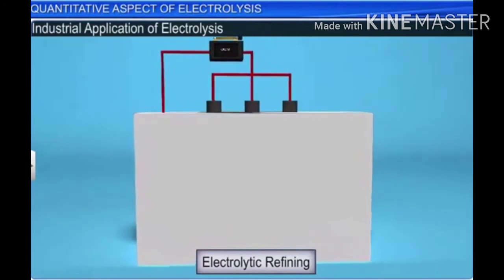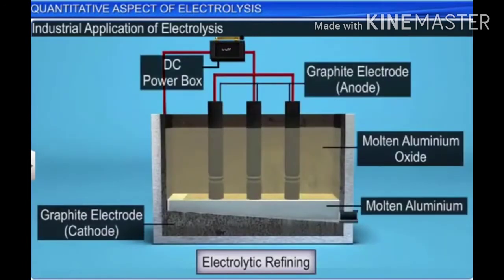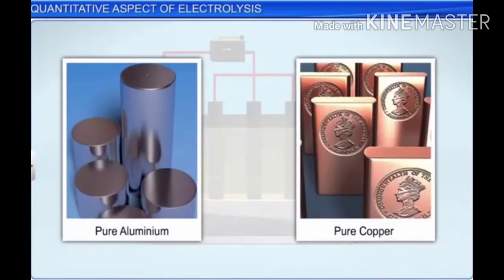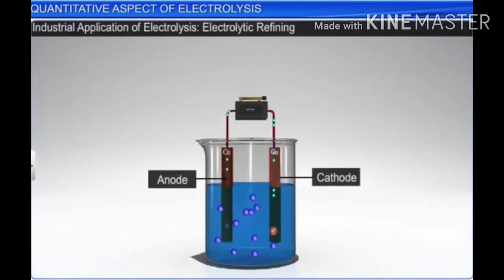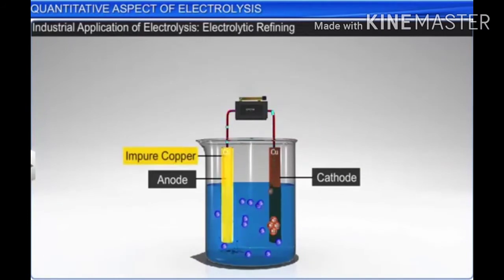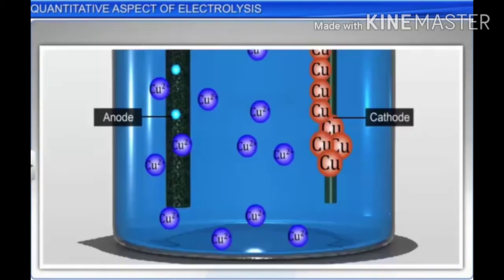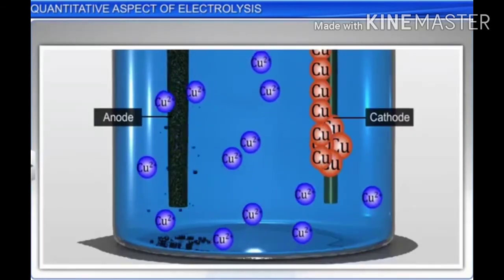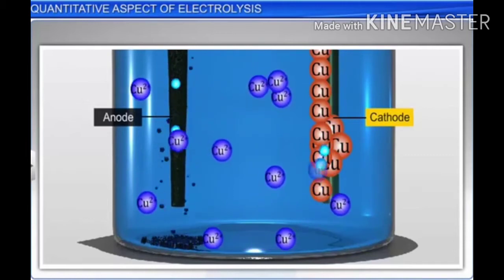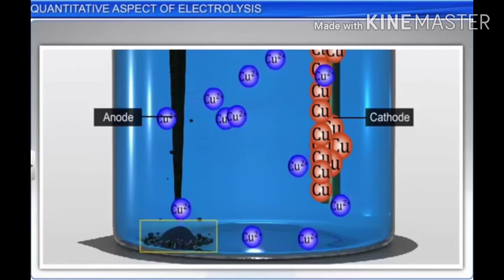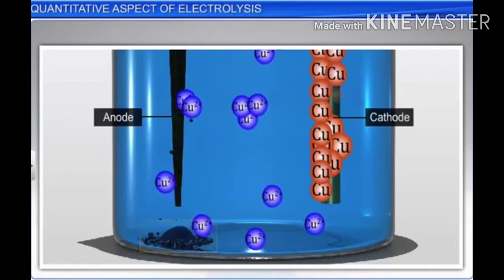For example, an impure sample of copper can be used as the anode. As the cell runs, pure copper is deposited on the cathode. Less reactive metals, such as silver and gold, and non-reactive impurities fall to the bottom as anode sludge. Similar processes are used to produce sodium, magnesium, aluminium, and other metals on large scales.